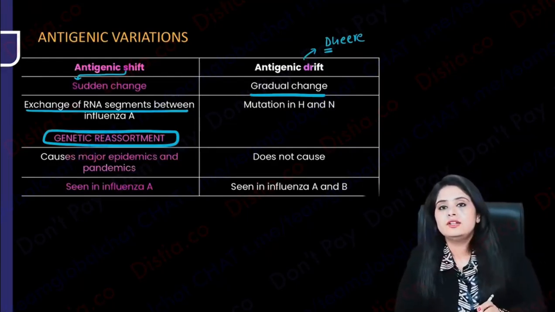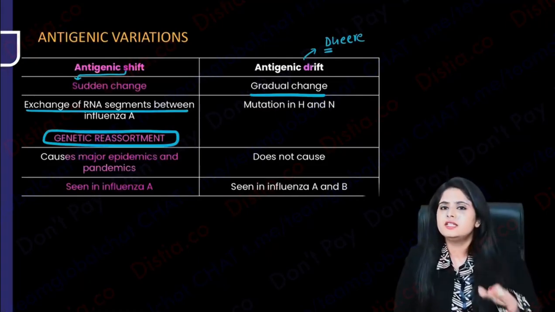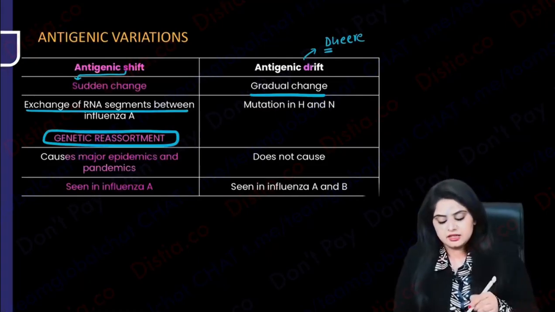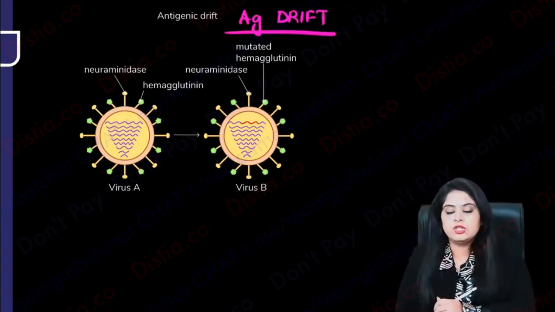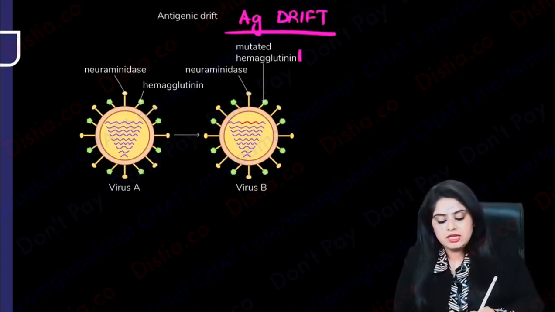Whereas what is antigenic drift? Antigenic drift is slow, gradual, very gradual, it occurs. So what is antigenic drift? Now that's the next thing that you have to know. It is just one thing changing, which means it is a mutation in H or N.